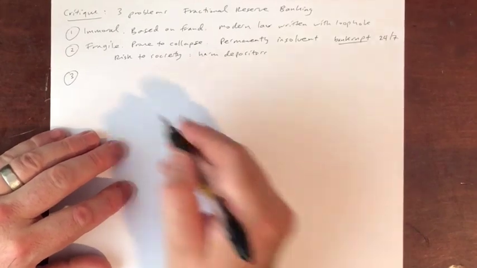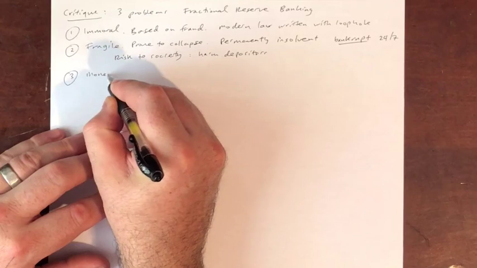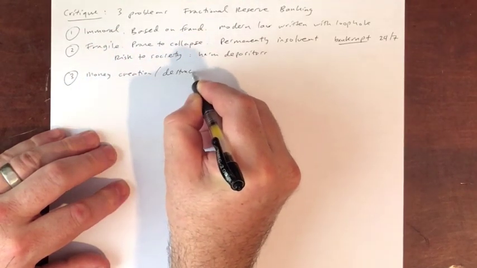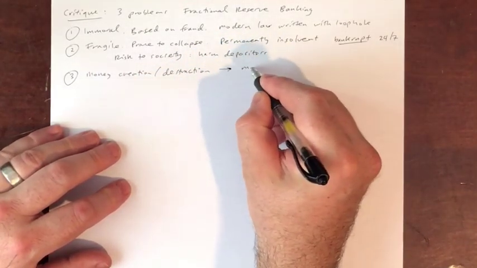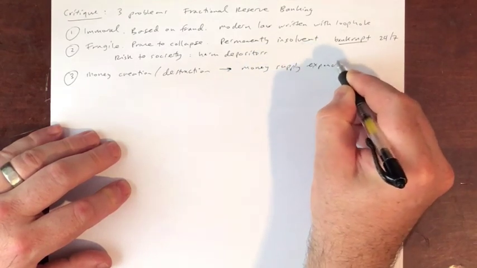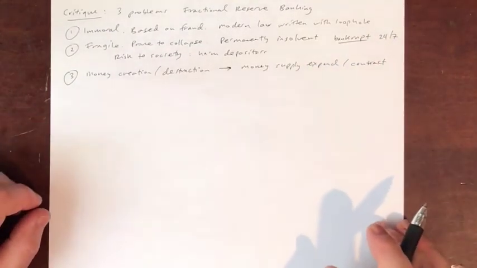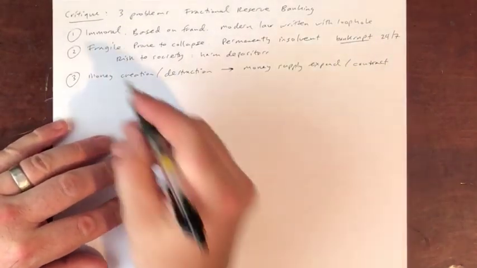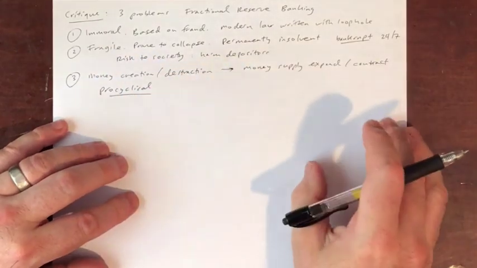Okay, so that brings us to our third point, which is that the fractional reserve banking system, which involves this money creation and money destruction, causes the money supply to expand and contract. And what does that do? Well, it creates a pro-cyclical effect in the economy.